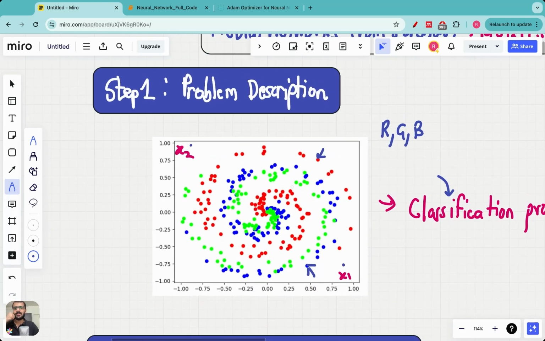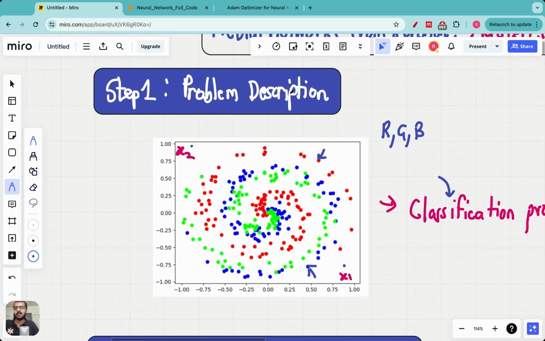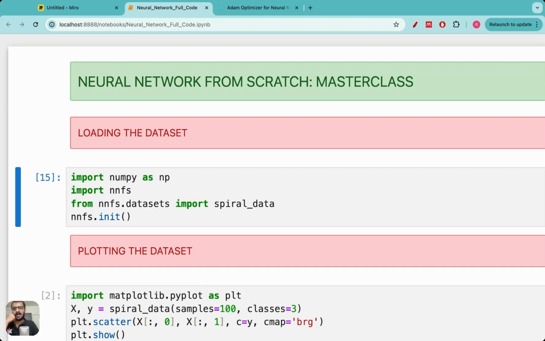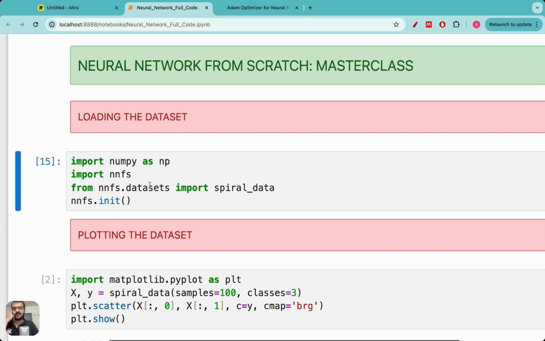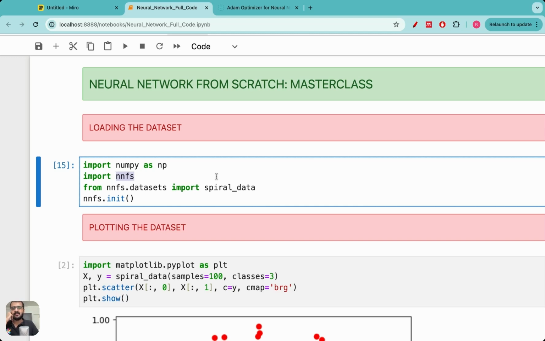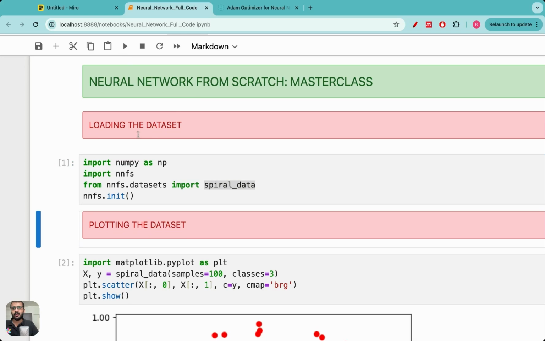Before that, let me just code out the first part of this video, which is the problem description, in Python. As I mentioned, whenever we cover one step, we will directly go to Python and code it out. So this is the neural network from scratch masterclass Jupyter notebook. I'll be sharing this notebook with you in the information section of this video. The first step is to load the dataset. So I'm going to be using a library which is called NNFS just because it contains a dataset called spiral data. And then I'm going to run this part.